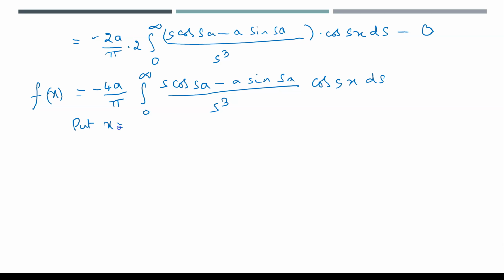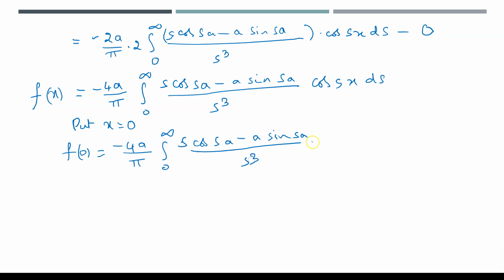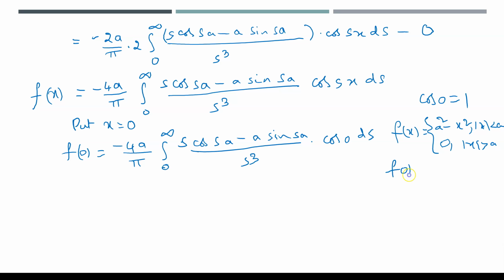Now let us put x equal to 0. Then f of 0 equal to minus 4a upon pi integral 0 to infinity s cos sa minus a sin sa upon s cube into cos 0 ds. So here we have to find the value of f of 0, and the value of cos 0 is 1. Here f of x equal to a square minus x square when mod x is less than a. Here f of 0 lies between minus a and plus a. So f of 0 equal to a square minus 0 square, which is equal to a square.